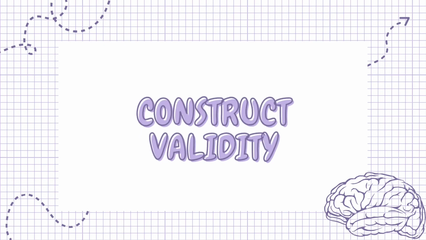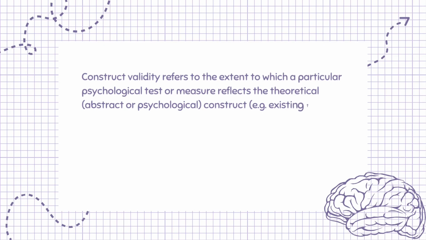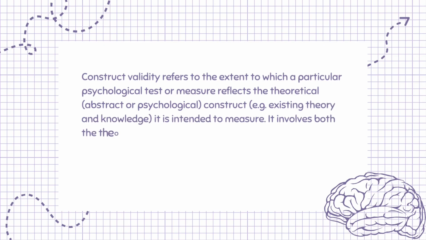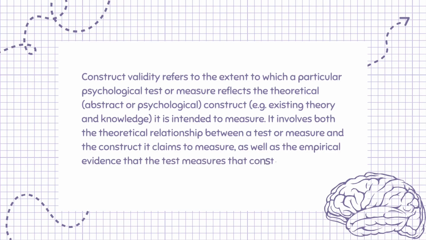Construct validity. Construct validity refers to the extent to which a particular psychological test or measure reflects the theoretical, abstract or psychological construct, e.g., existing theory and knowledge, it is intended to measure. It involves both the theoretical relationship between a test or measure and the construct it claims to measure, as well as the empirical evidence that the test measures that construct.